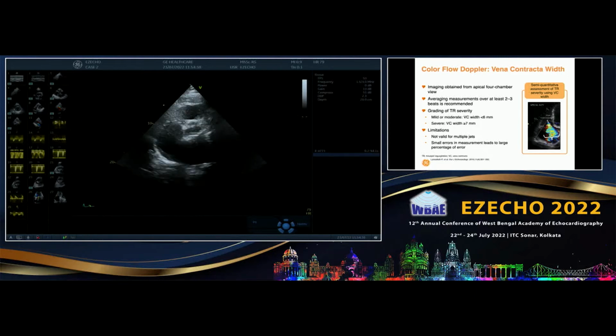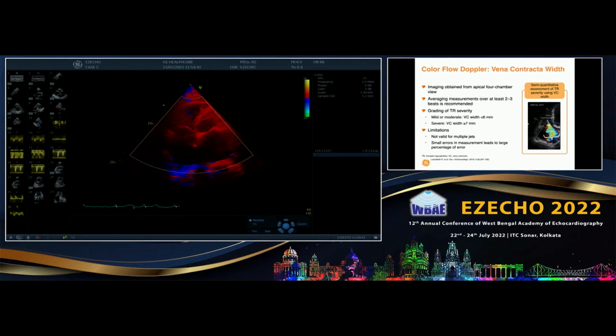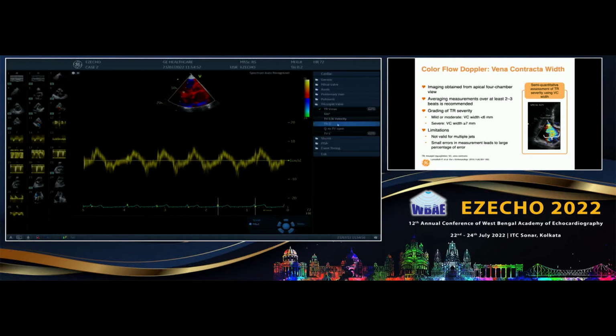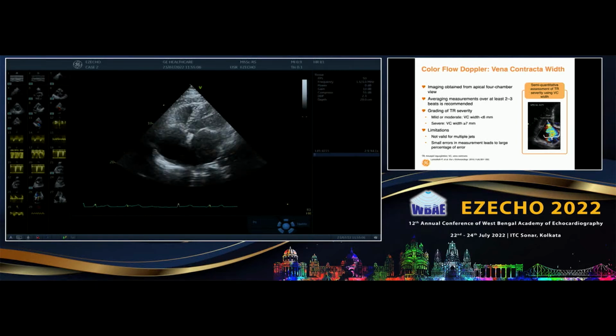You can do the free wall GLS. From the LV model you can take, and take the good focus view of the RV. RV focus view. Okay, you can take, how much is it? Yeah, it is below 10. Obviously below 10. So there is some RV dysfunction. And what is important in this case? Even if you do the tricuspid annuloplasty, will this RV improve?